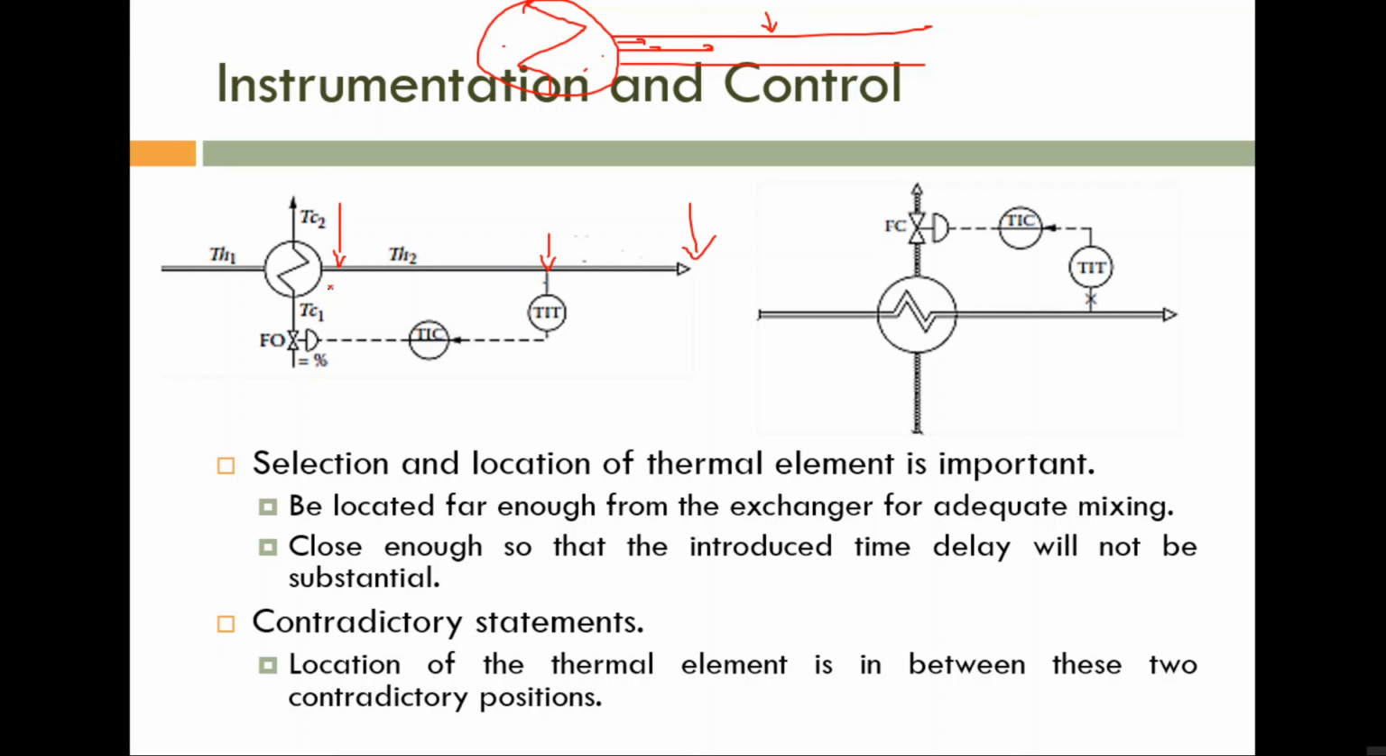So we have a contradictory statement. In order to improve the accuracy, we need to locate the measuring device far away from the heat exchanger, and in order to decrease lag, we need to locate the measuring device very close to the heat exchanger. So we need a balanced position. We need some compromise. So at that point we have to locate it. So this is a trial and error method. So anyway, by using that, we have to locate the temperature measuring device. Is it okay?